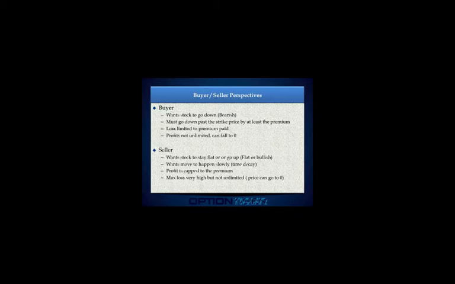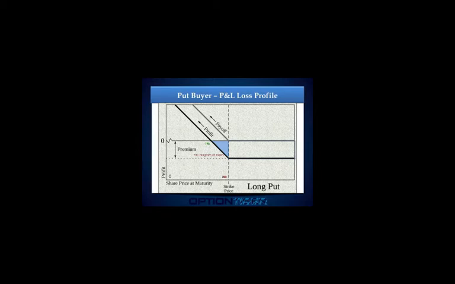Just like call options, put options also have at the money, in the money, and out of the money options, and the best way to look at these is with stock examples. But before we do that, let's look at the profit and loss profile for a put buyer.